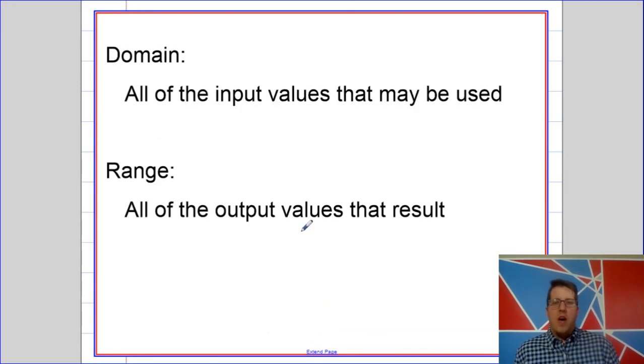So there's a little bit of vocab here. Instead of saying all of the input values that may be used over and over and over again, because that doesn't roll off the tongue, we just say the domain. So the domain is all of the x values that you may use, and the range is all of the output values that result.